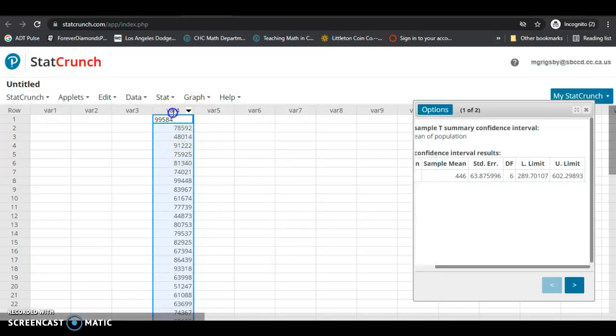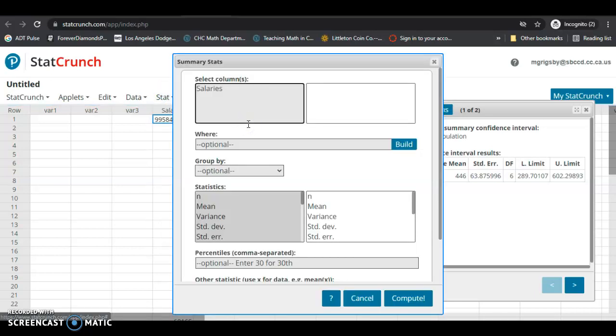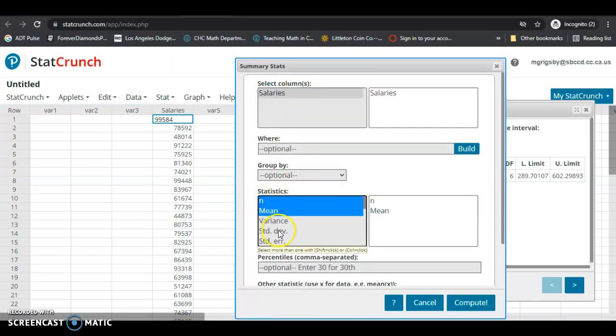You can rename the title of the column if you like. You can call it salaries, for convenience. And then what we do is we go to Stat, go to Summary Stats, and then select Columns. Then you can select the column that contains the data. Let's get the sample size, the sample mean, and the standard deviation. That's what we need.